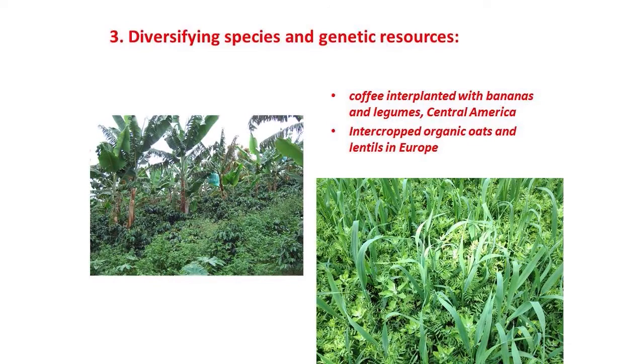So the third important aspect of agroecology is about diversifying species and genetic resources. And here we see photos of coffee interplanted with bananas and legumes in Central America on the left-hand side, and then lower down, intercropping of organic oats with lentils in Europe. There are a number of ways of diversifying species. Agroforestry is another way. Crop rotations, you provide one crop one season, another crop the next season, another crop the season after. All of those create a diversity in the agricultural system, which helps in a number of ways.